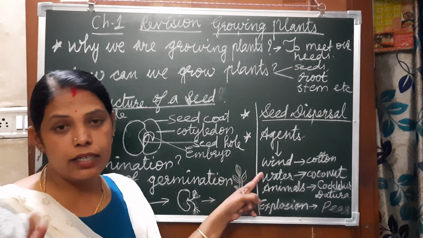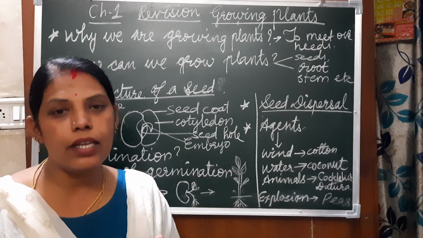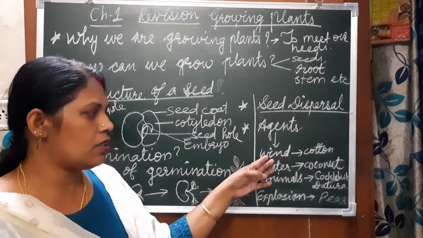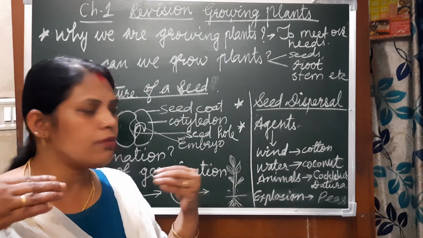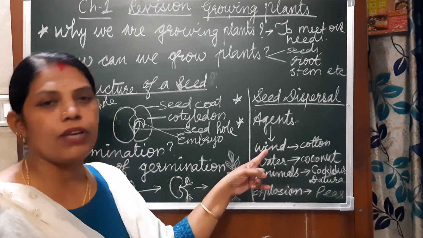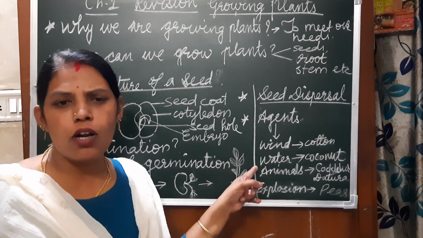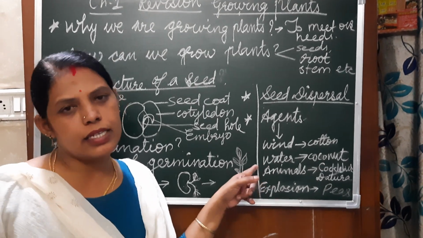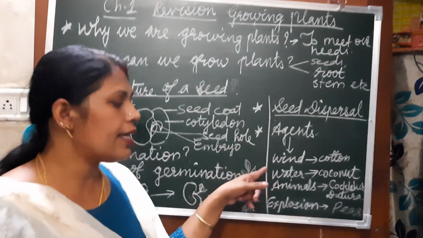Wind. One agent is wind. Some plants like cotton and dandelion, their seeds spread through the wind. Wind takes them away. Okay, and then it falls somewhere else, and when it gets favorable conditions, it grows into a new plant.